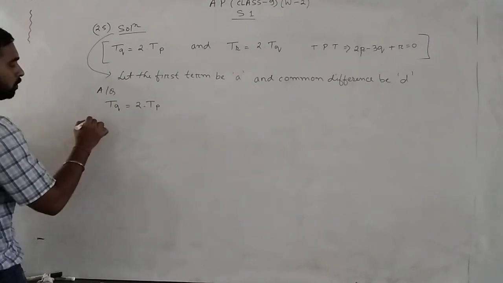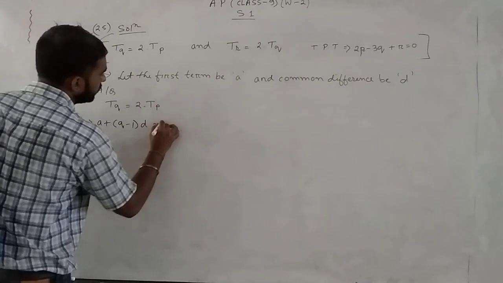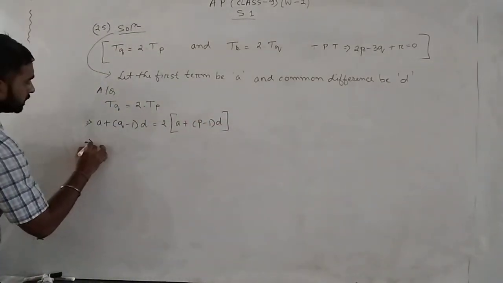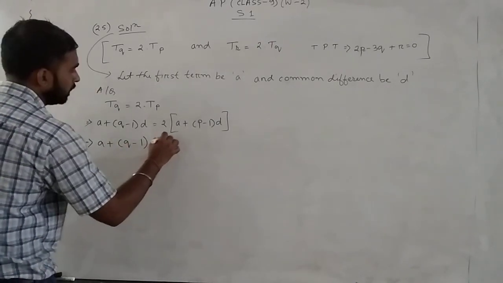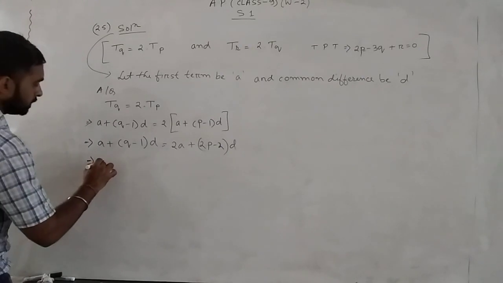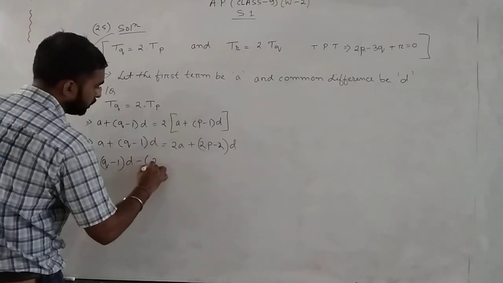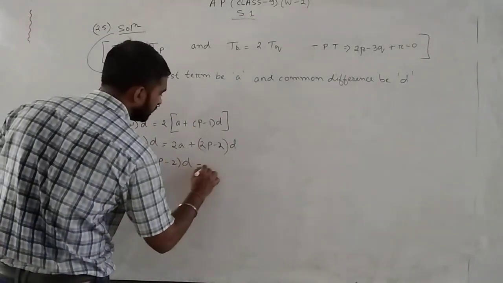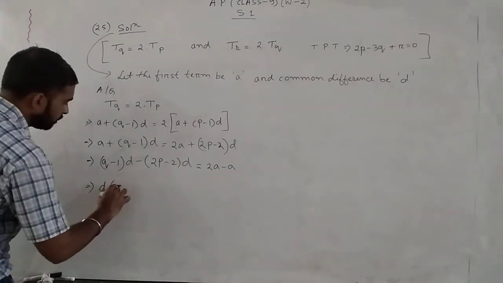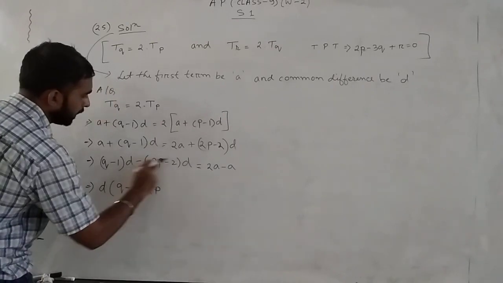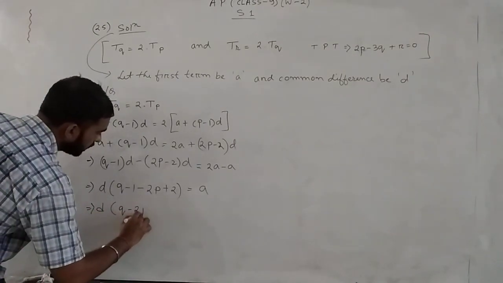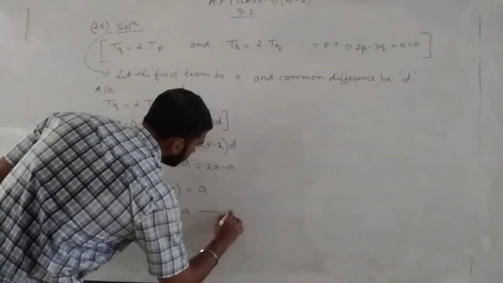Now the qth term formula means A plus q minus 1 D, and this one is A plus p minus 1 D. Next, A plus q minus 1 D equal twice A plus twice p minus 2 D, which implies q minus 1 D minus twice p minus 2 D equal twice A minus A. Now on the left hand side both terms have D, so D is common: D times q minus 1 minus 2p plus 2 equal A. So D into q minus 2p plus 1 equal A. Equation number 1.